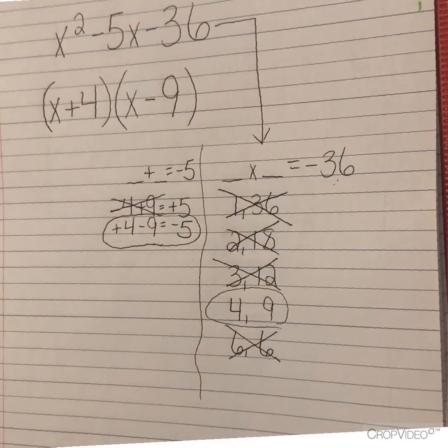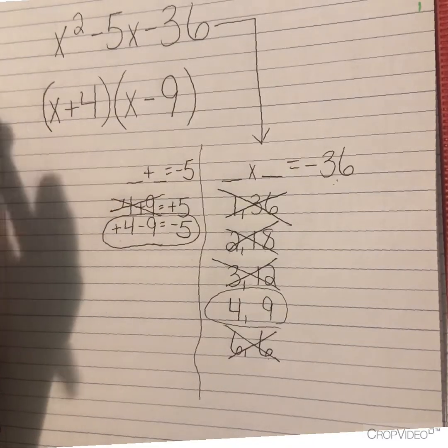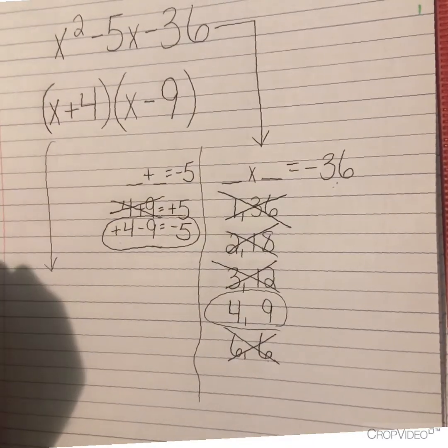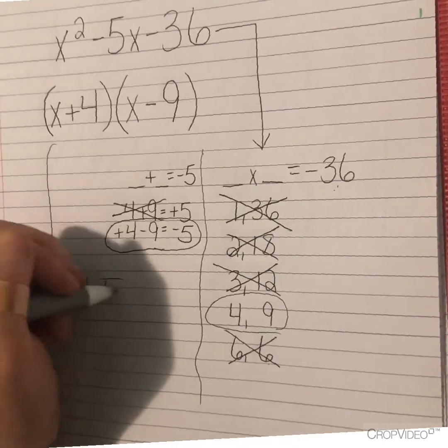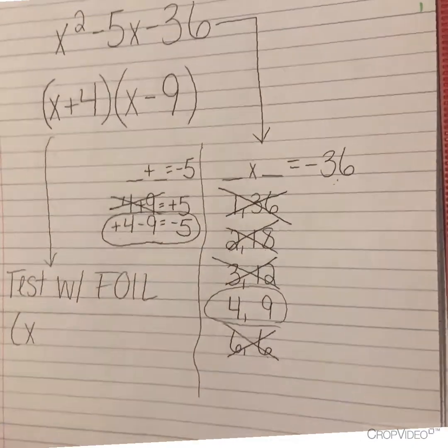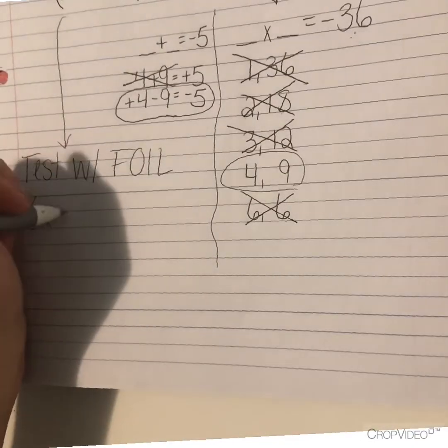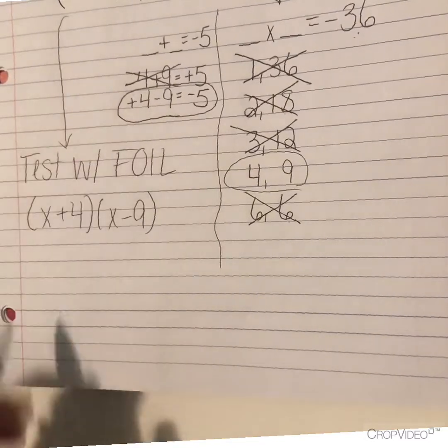And like I said, if you're feeling like, I don't know if I did that right, then all you have to do is take what you got. So we're going to take it and test it with FOIL. So I'm going to do x plus 4 and x minus 9, and I'm going to FOIL it out.